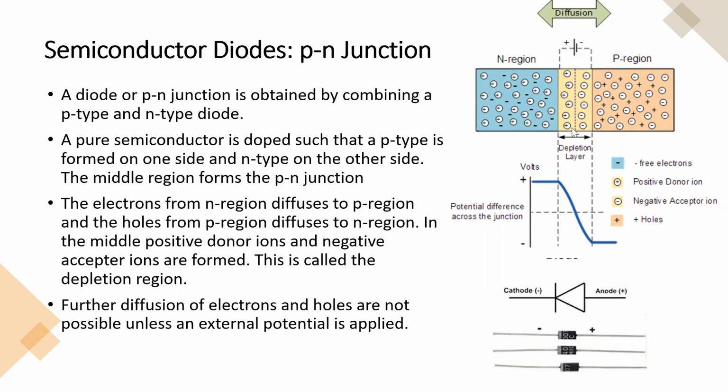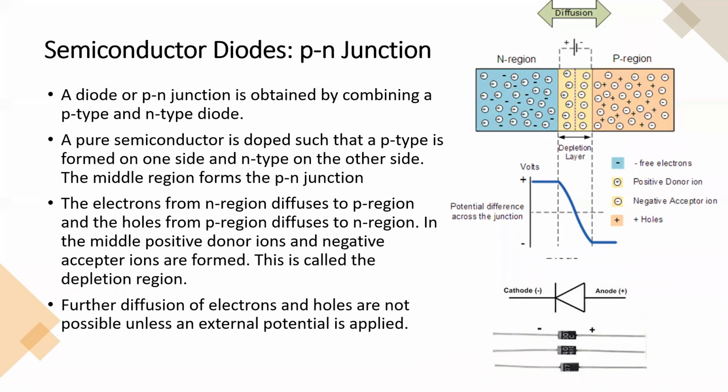This depletion layer consists of positive ions from the pentavalent impurity and negative ions from the trivalent impurity, because the pentavalent impurity's free electrons have gone and sat in the vacancy in the trivalent. So this is how a junction is formed between the P region and the N region. The electrons from the N region diffuse to the P region and holes from the P region diffuse to the N region. In the middle, positive donor ions and negative acceptor ions are formed. And this is called the depletion region. Is that clear how a depletion region is formed in between?